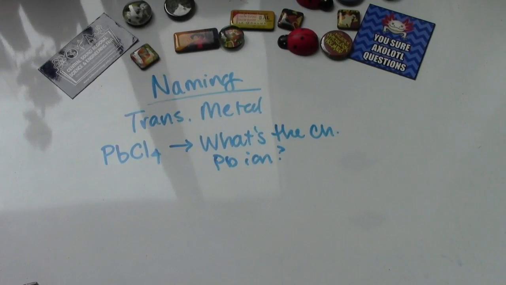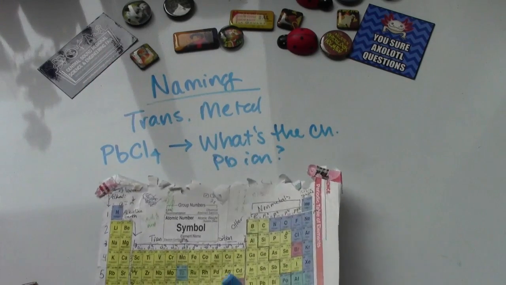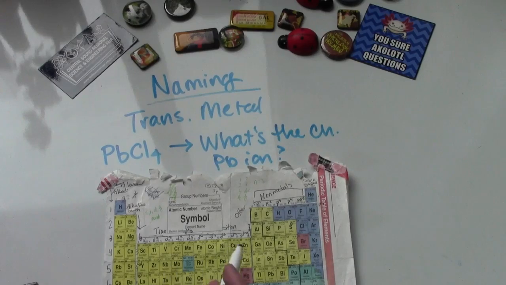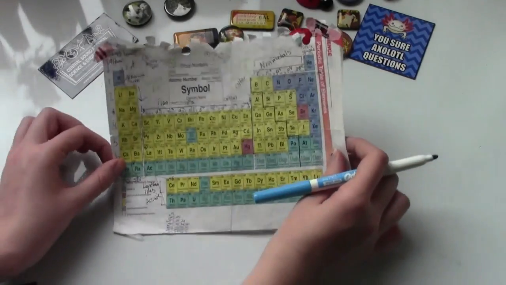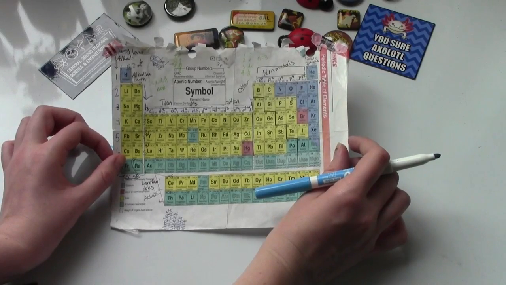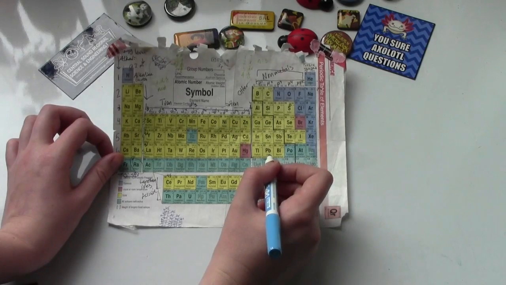Now, how would we find that? Because we're just given lead and Cl4, and I don't know what the charge on lead is. Well, what do you think it is? We can find it here in our table. I need to find lead first. There's palladium, I keep getting distracted by it. Where is lead? Oh, it's right there. 82 and 207.